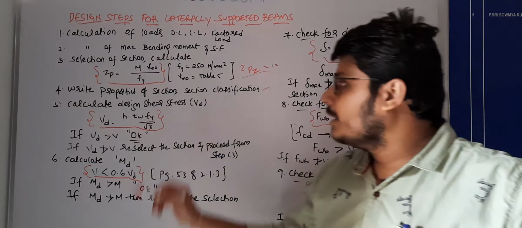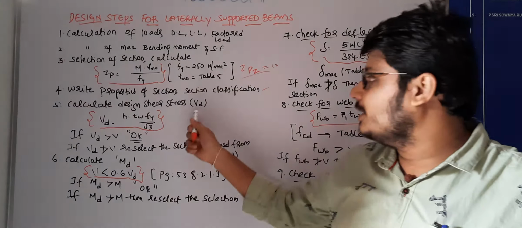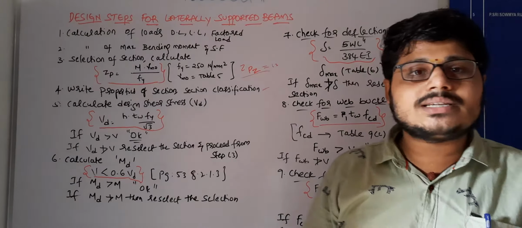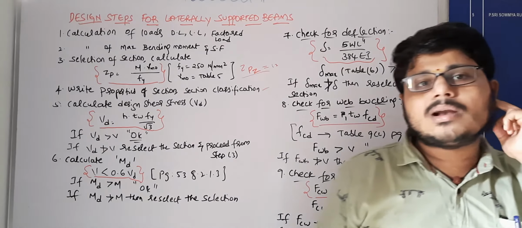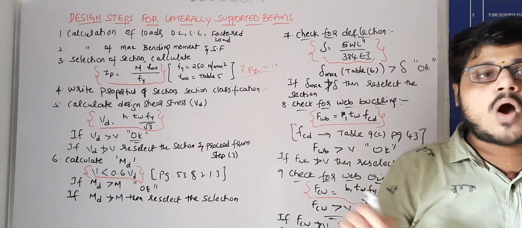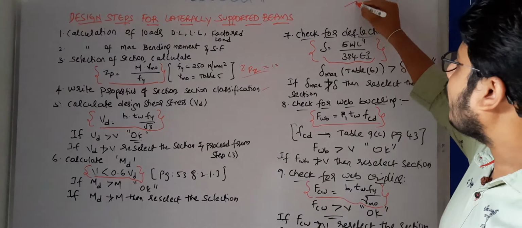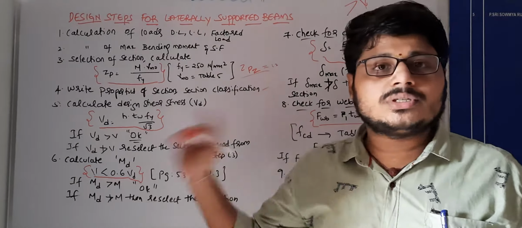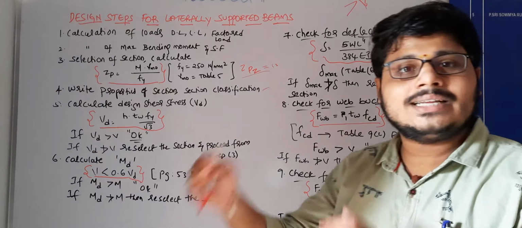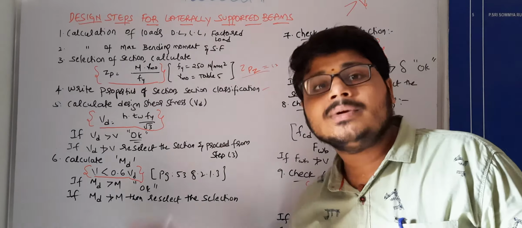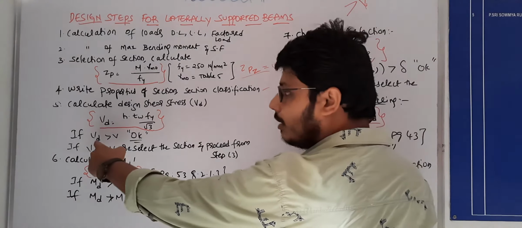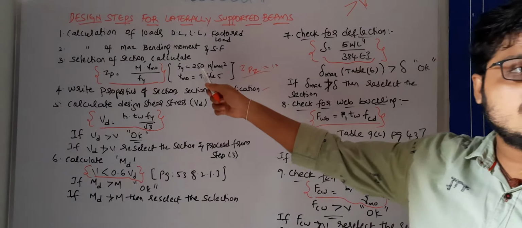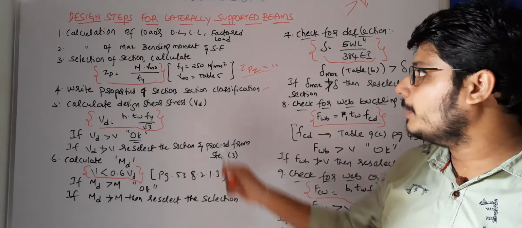Fifth step, calculation of design shear strength. Design shear strength VD is equal to H into TW into Fy by root 3. As I said yesterday, the design criteria depend mainly on shear force, so all design criteria should be greater than the shear force. If not, proceed from step 3: reselect the section and calculate again from step 4 onwards. So VD, the design shear strength, must be greater than the maximum shear force. Otherwise redo the problem from step 3.